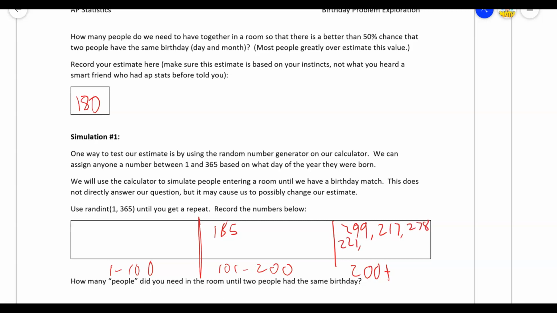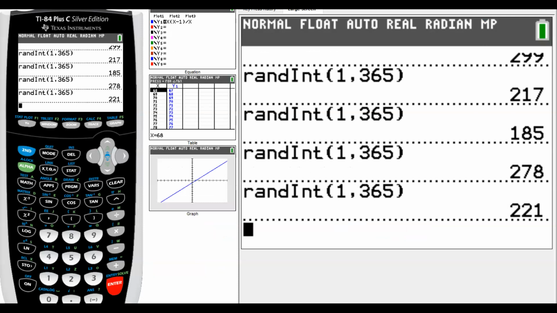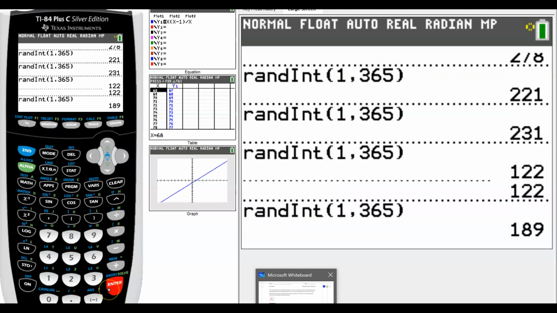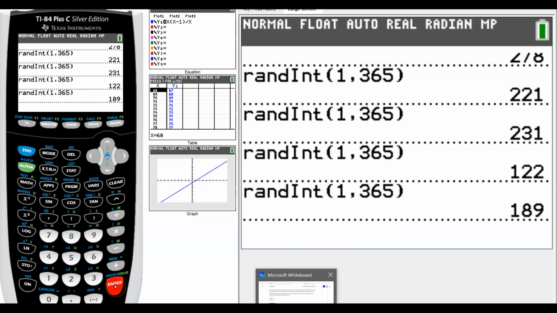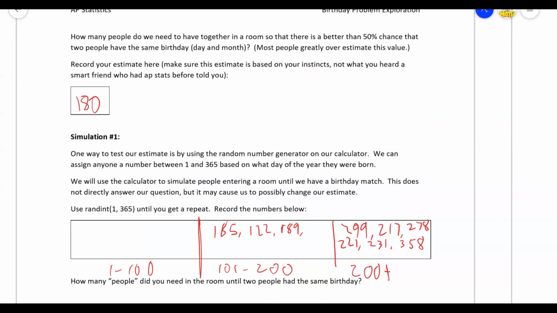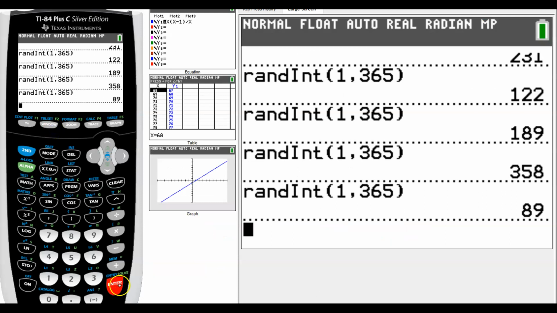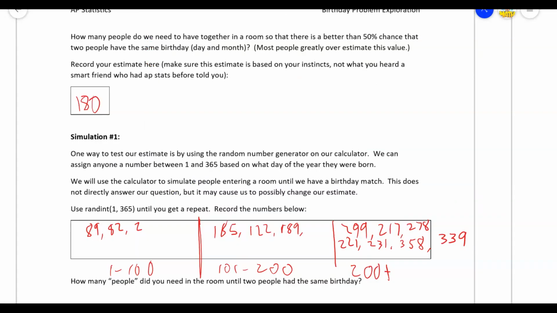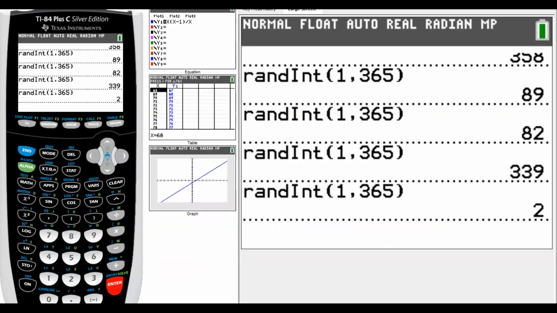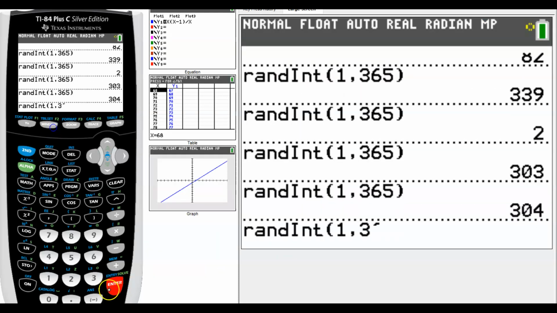All right, so far, what do we have? We have 1, 2, 3, 4, 5. 5 people in the room and no matches. All right, so we'll keep going here. Just making sure I didn't lose count there. And I get 231, 122, and 189. So it looks like we're up to 9 people in the room, still no matches. Keep going here. Do 4 more. Still no matches. I'm up to like 13 people in my room now. Let's do 4 more. Oh, we got really close there, back to back. 2 people walking in together.